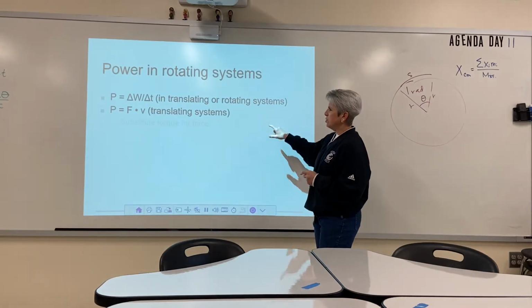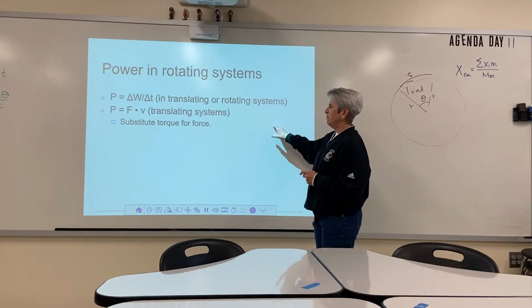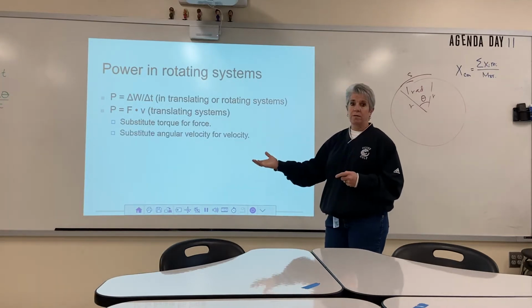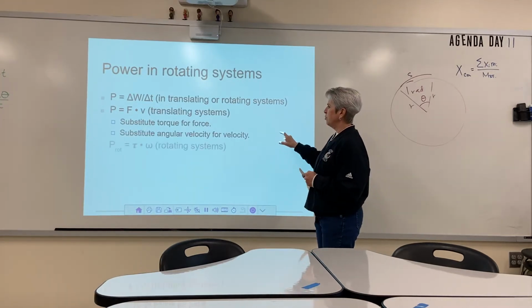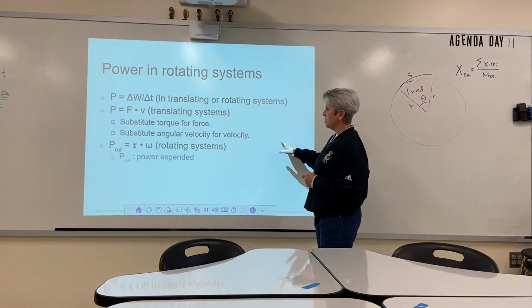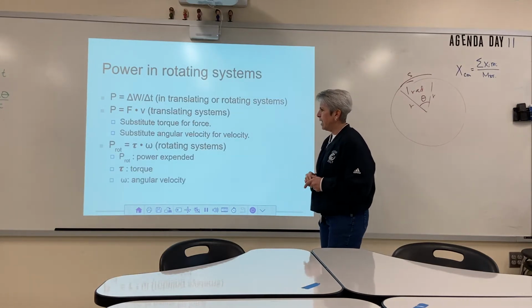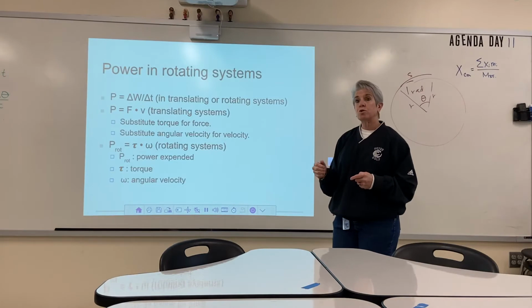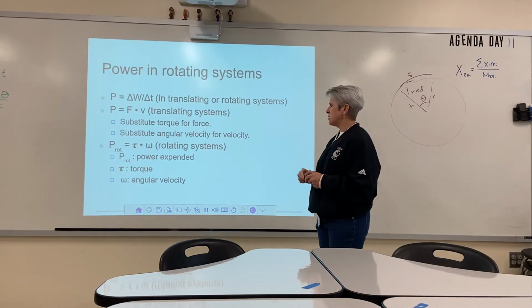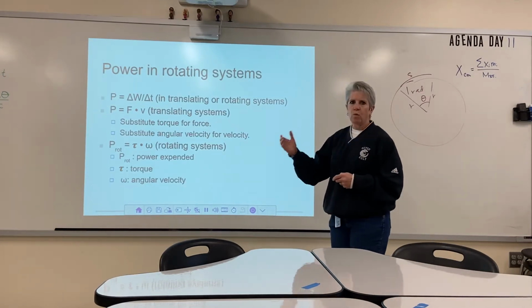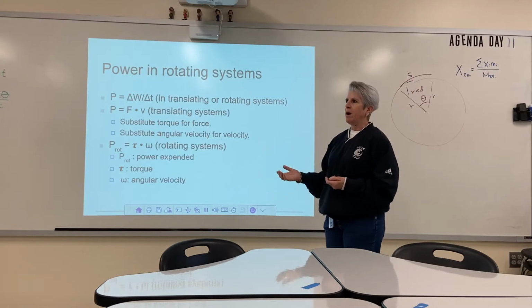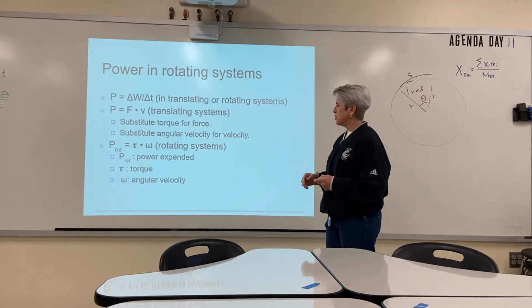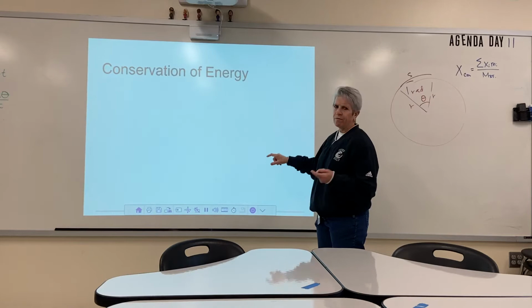So we're going to substitute torque for force, and for velocity, we're going to substitute angular velocity, omega, and we end up with power is torque times omega. Power, rotational power, is torque times angular velocity, omega. Now the units for work are still joules, and the units for power are still watts, but we also have another unit for power, of course. We have horsepower.